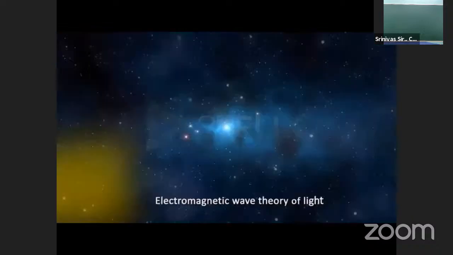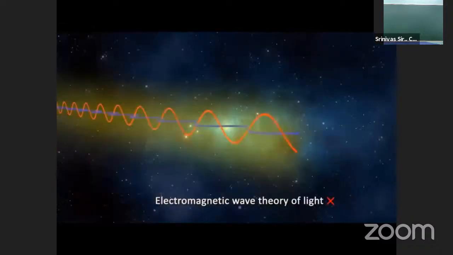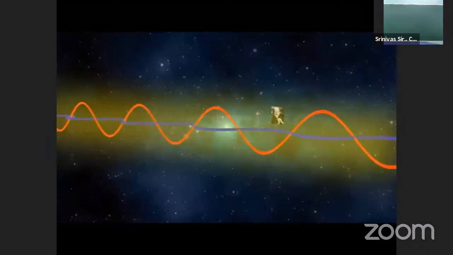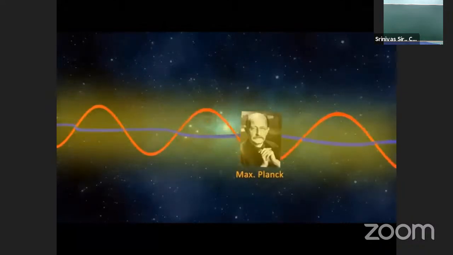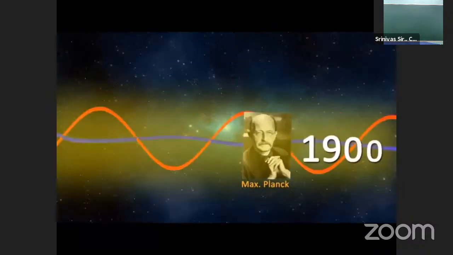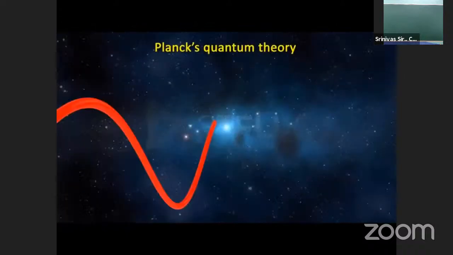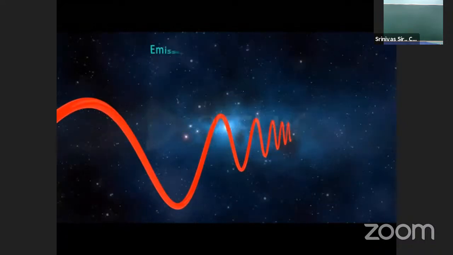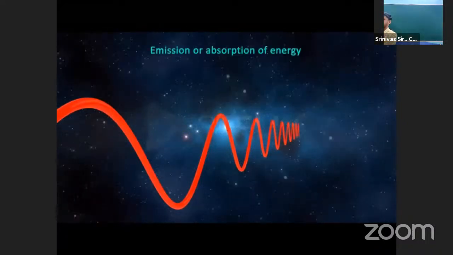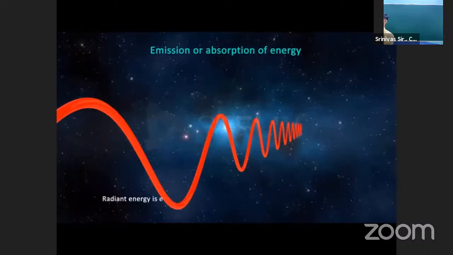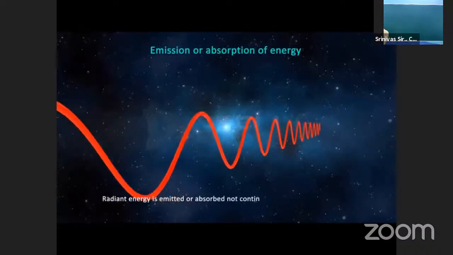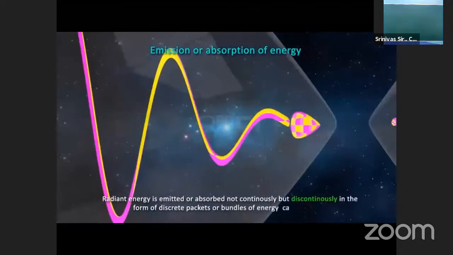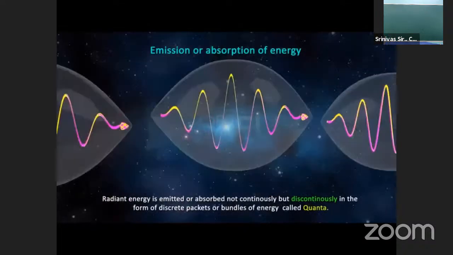Electromagnetic wave theory of light could not explain these observations. Max Planck then proposed the quantum theory in 1900 to explain this phenomenon. Postulates of quantum theory. According to the quantum theory, radiant energy is emitted or absorbed not continuously but discontinuously in the form of discrete packets or bundles of energy called quanta.